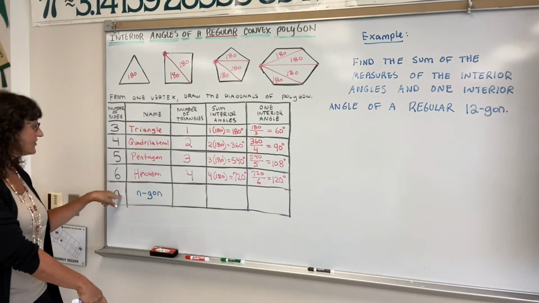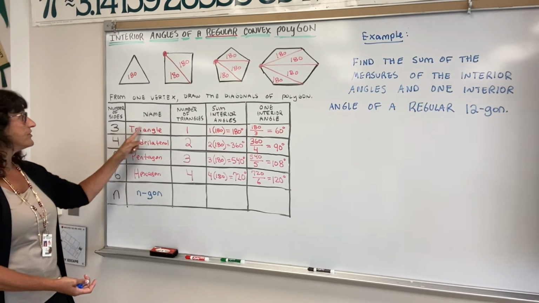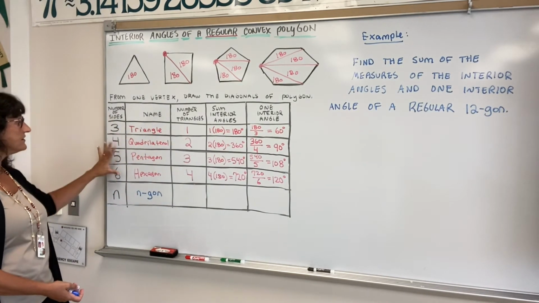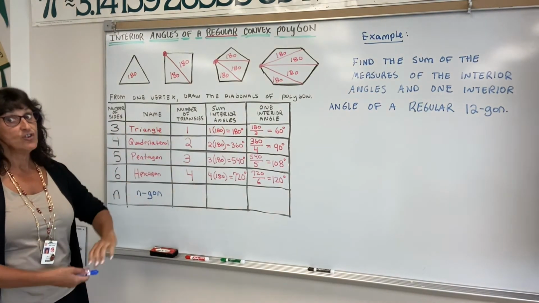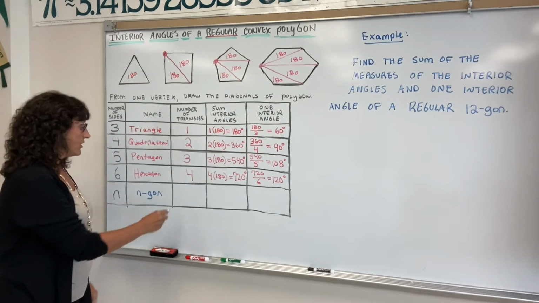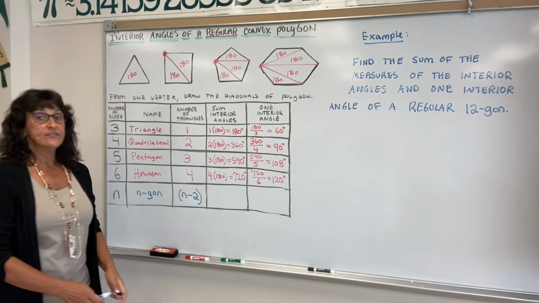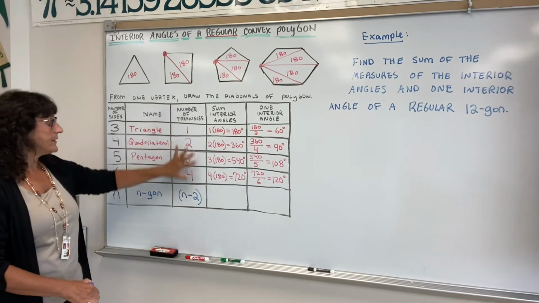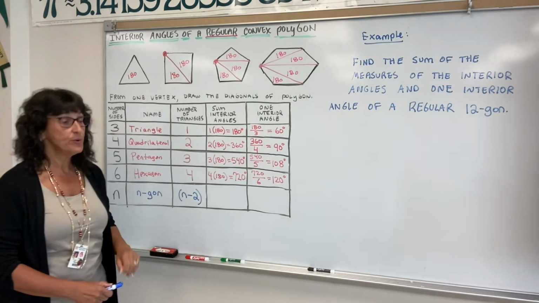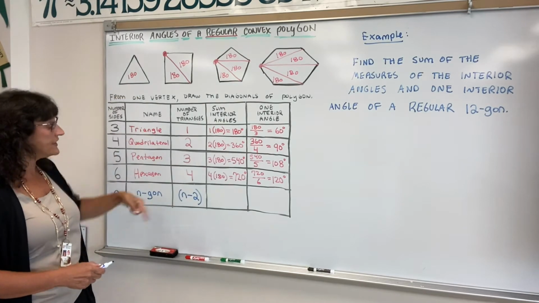Well, when we have n sides, what's the pattern here? Do you see that you take the number of sides and subtract 2? If you take the number of sides and subtract 2, it tells you how many triangles you can draw when you go from one vertex and draw the diagonals in. So the number of sides minus 2 is the expression we would use to figure out how many triangles you have. Once you know how many triangles you're breaking this up into, what is the sum of the interior angles? Well, each triangle contains 180 degrees.